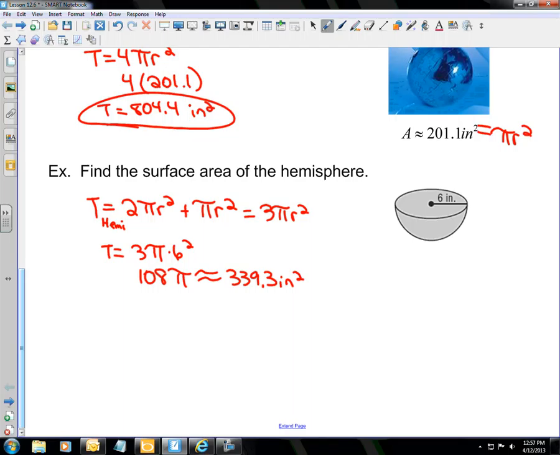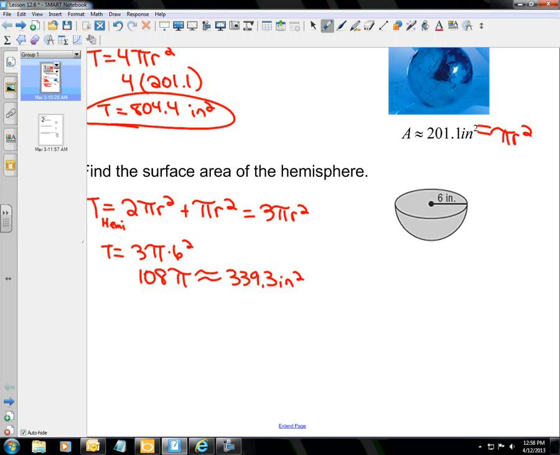Questions on that? This next part. Yes. Right. But I wanted to show you why it was like that. Because if I just said it's 3 pi r squared, why is it not 2 pi r squared? You know, so that way you understand.